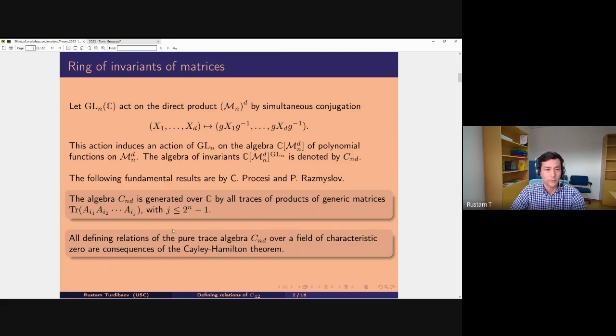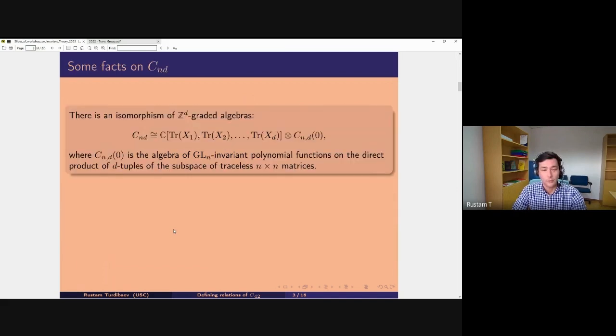The defining relations between these generators all follow from the fundamental identity, which is also a consequence of the Cayley-Hamilton theorem. There is also this fact in the paper by Procesi that one can interpret this algebra, which we commonly denote by C_nd, as a tensor product, where these are free variables. Basically, we take the traces of these generic matrices and then treat the traceless part separately. So all defining relations should be sort of here, and this, as practice shows, eases the presentation of the defining relations between the generators.